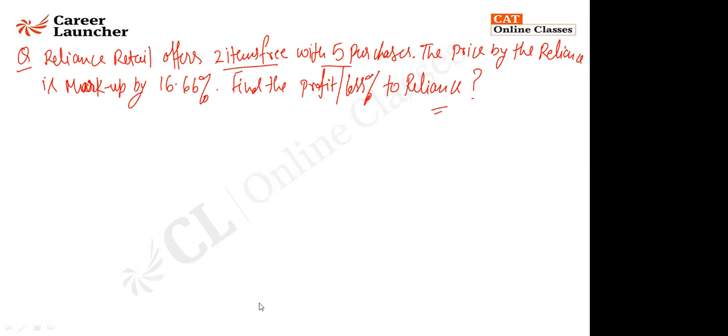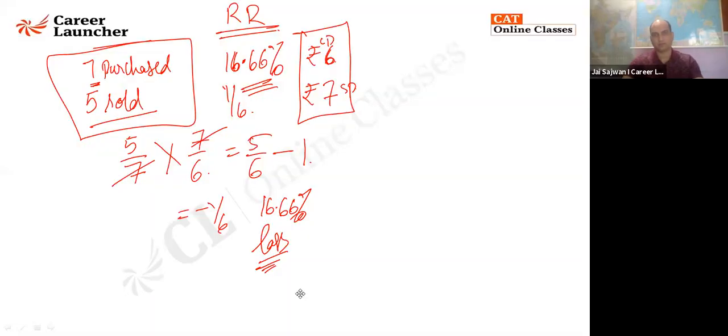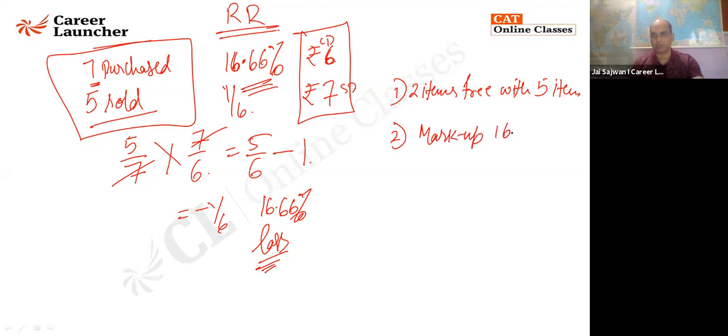So come on, try to find out the answer. I would be happy if we are going to use all the 3 methods. I will certainly repeat the method, but I want you to try it first. Fine. See, there are 3 methods that we discussed here. The question which is given to you is that there are 2 items free with 5 items. This is the first thing which is happening. The second thing is that there's a markup, 16.66%.